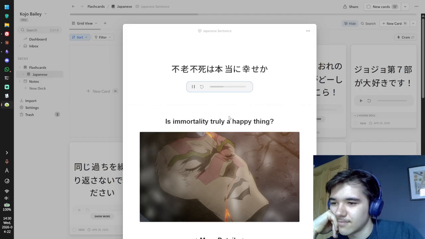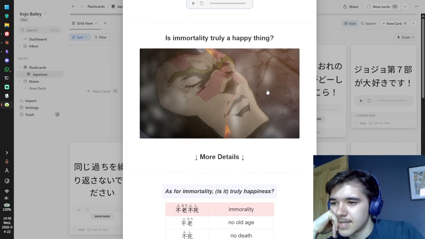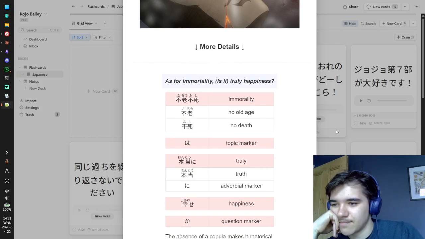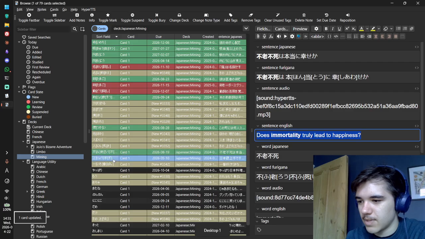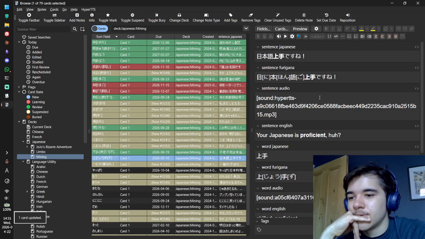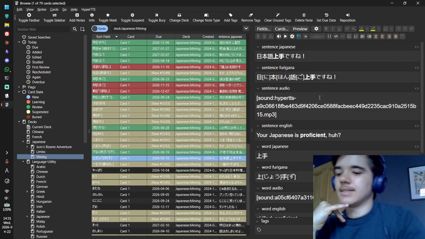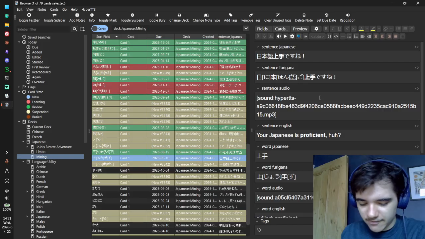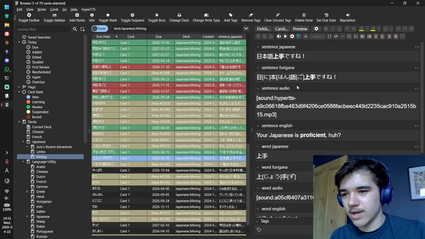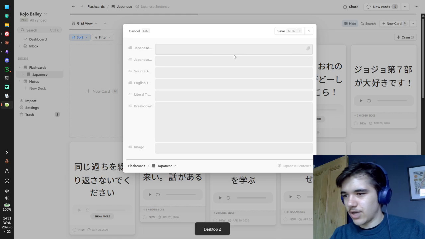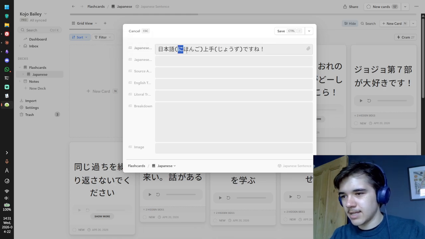Is immortality truly a happy thing? Okay. Nice one. Nihongo jozu desu ne. Yikes. Your Japanese is proficient. I mean, this one I have to add. Like, it's required. Tragically. Add furigana.